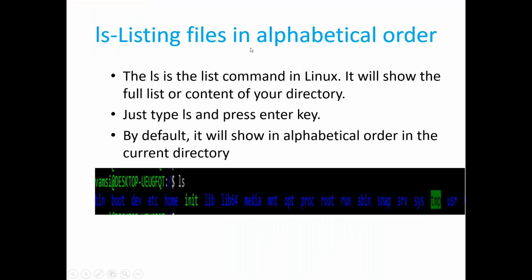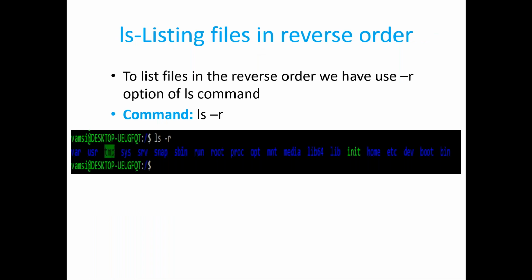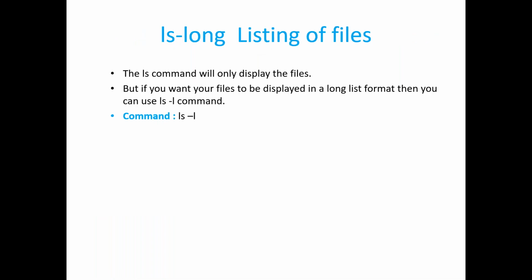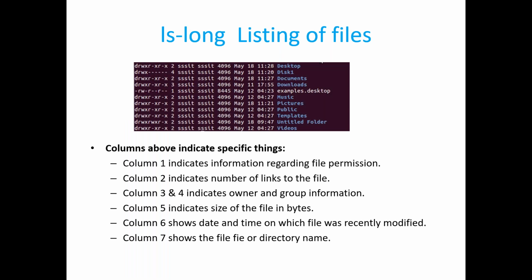So we have seen how to get the list of all the files and directories in alphabetical order. We have seen how to get it in reverse order also. And to get more information, we need to pass ls with the hyphen l option. That will give you more information about each of them.